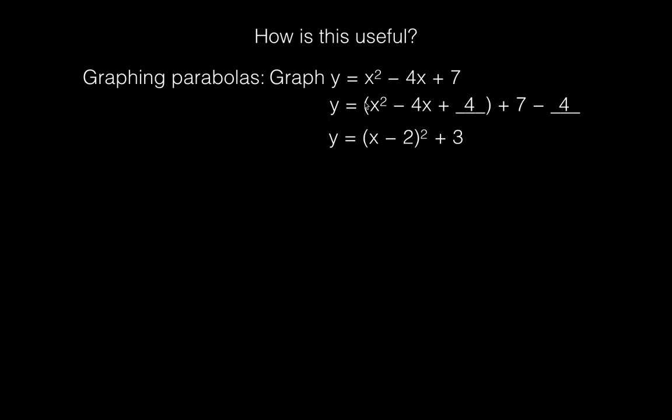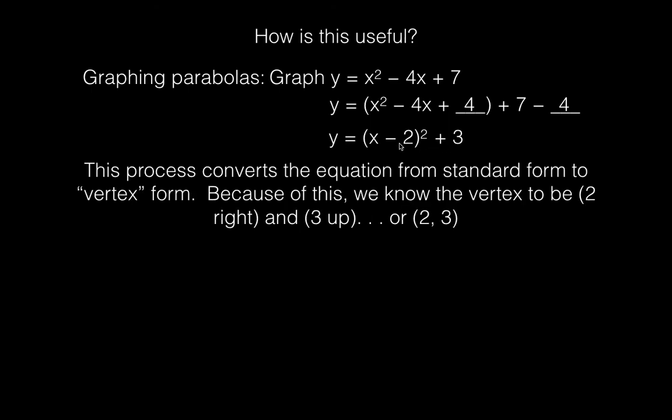And I think the week before, or last week sometime, we were talking about graphing parabolas, where this tells us to go 2 to the right and 3 up. So again, this converts it to what we call vertex form. So we know the vertex goes 2 to the right and 3 up, which means the vertex is (2, 3).